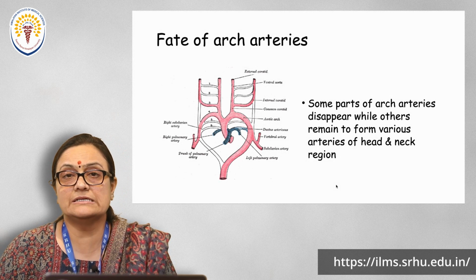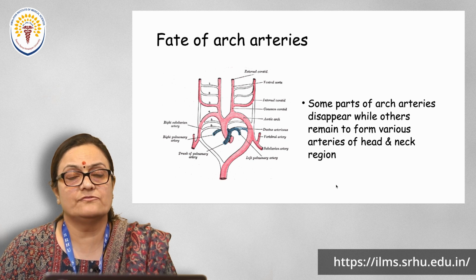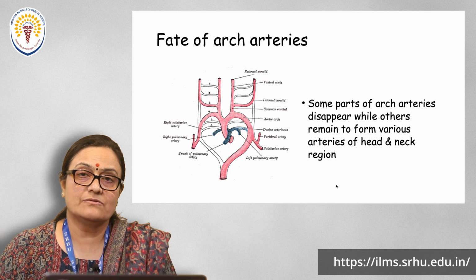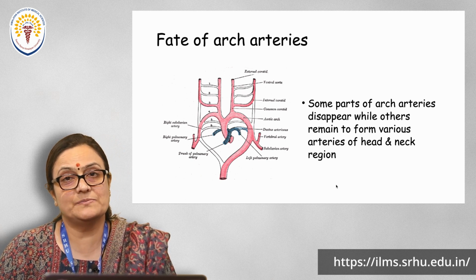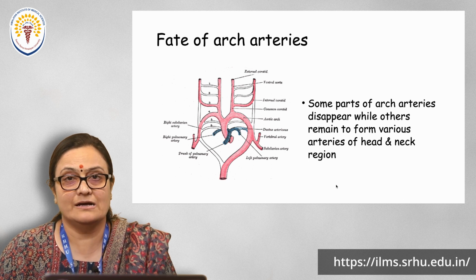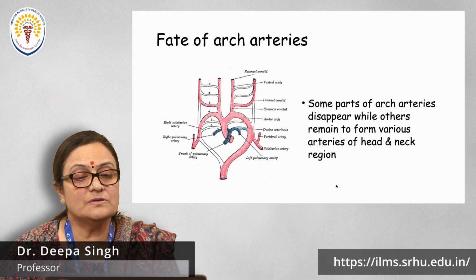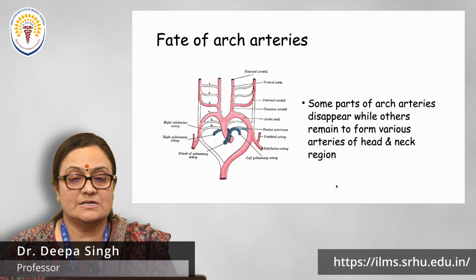We had known that there are 5 arch arteries: first, second, third, fourth and sixth. Why not the fifth? Because the fifth disappears as soon as it appears along with the disappearing arch. So we will see what happens to the remaining 5 arch arteries.